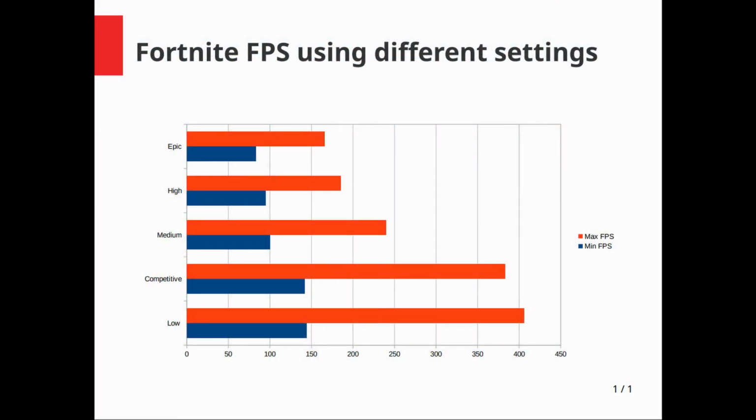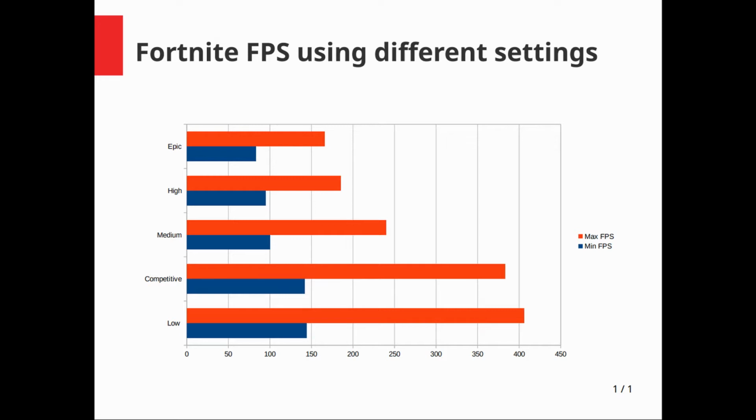Now that we're done, let's look at the numbers. The first thing to see here is that there's a major difference in FPS when it comes to low, competitive, and medium settings, with over 100 FPS. Secondly, the biggest reduction of FPS occurs when shadows are turned on using medium settings.